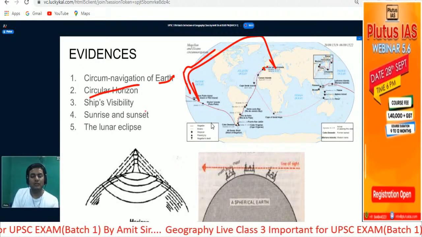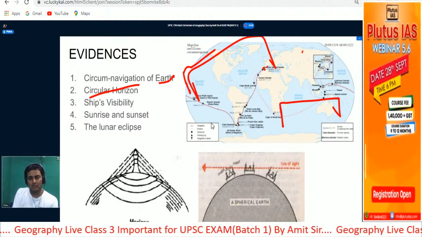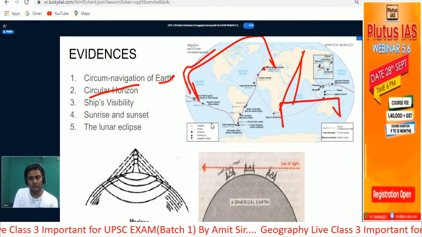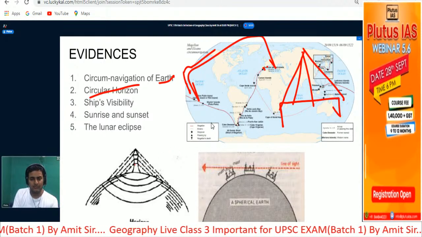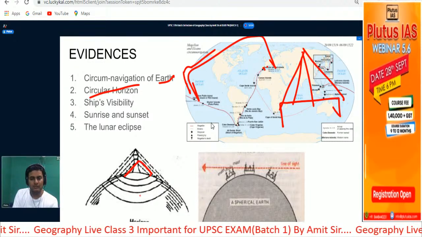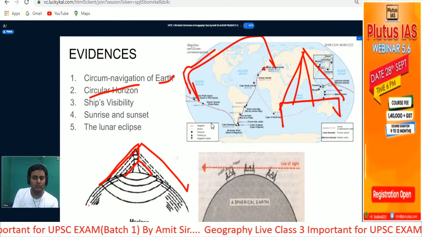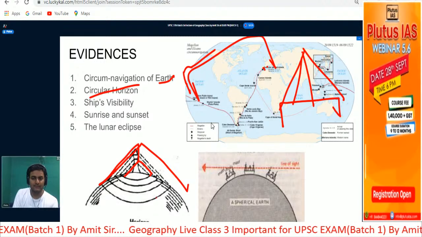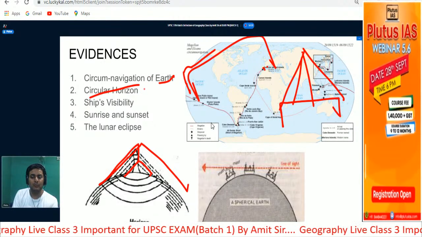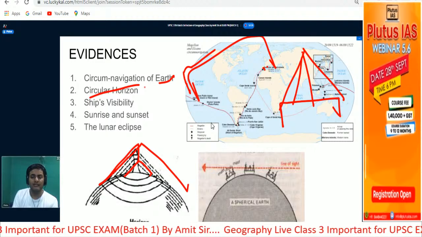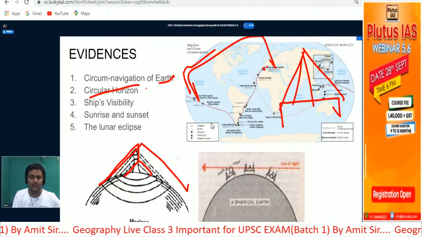Then circular horizon. What does circular horizon mean? If Earth was flat and you are standing at some height, you would be able to see this point, this point, this point, right? But in reality, if you stand at some height, you will be able to see only this much. And if you increase your height, this visibility increases to some extent. This shows that Earth has a circular horizon. What does horizon mean? Horizon is the imaginary line where the surface of Earth and sky meet.